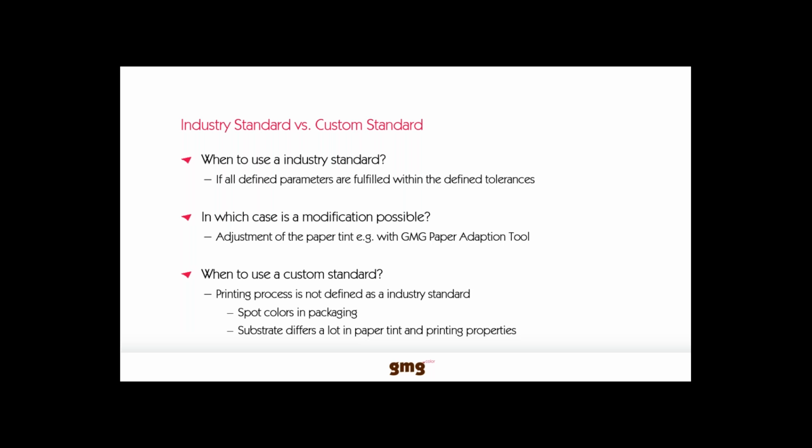An adaptation of an industry standard is possible if all parameters match the standard, but only one parameter, for example the paper tint, differs. In this case, an adaptation of the characterization with the GMG paper adaptation tool would be possible. This tool adapts the paper tint and the gray axis and keeps the general characteristic of the printing process.